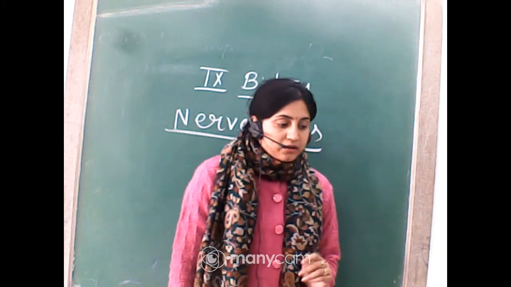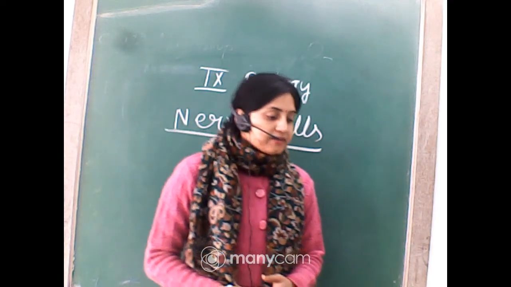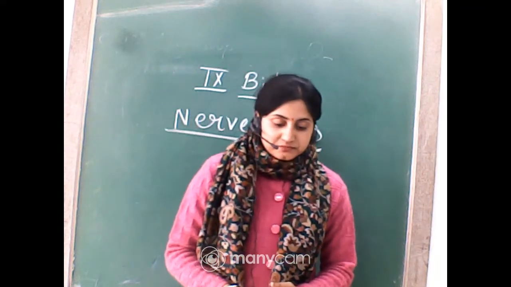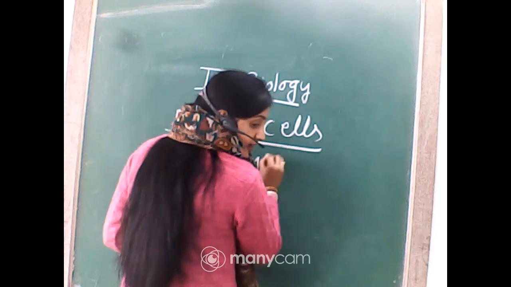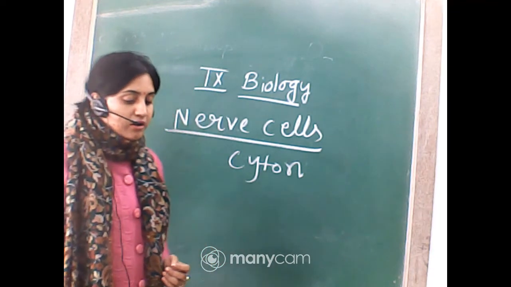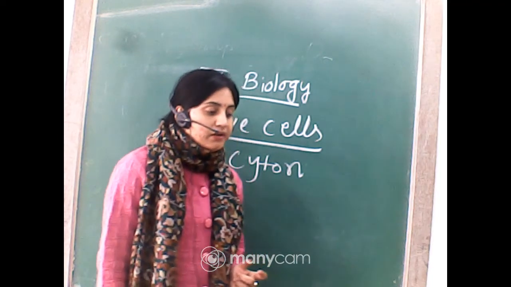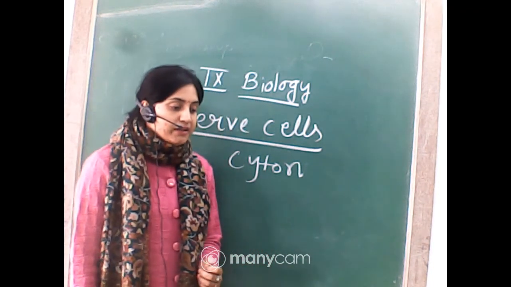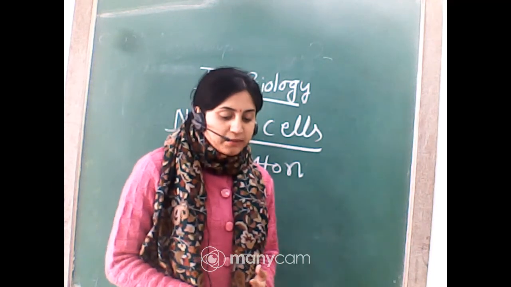Second one, each neuron has a cell body called cyton, which contains a nucleus and cytoplasm.